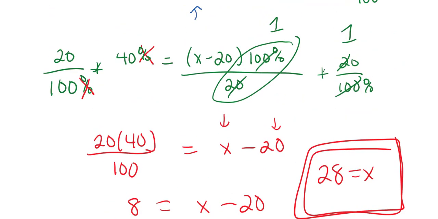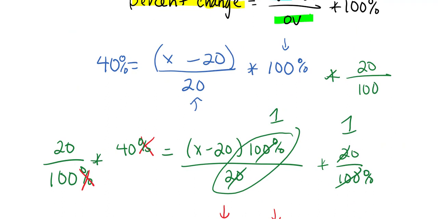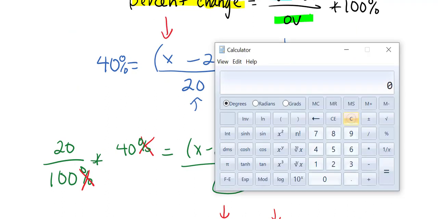Now, if you're not sure if that's the right answer, we can go back and plug this in here. So we can just do this real quick. So 28 minus 20 divided by 20 times 100 gets us 40. And it's also positive, and this is a percent increase. So we know we did that right. Look, we just go check our answers. So always know you can go back and check your answers.